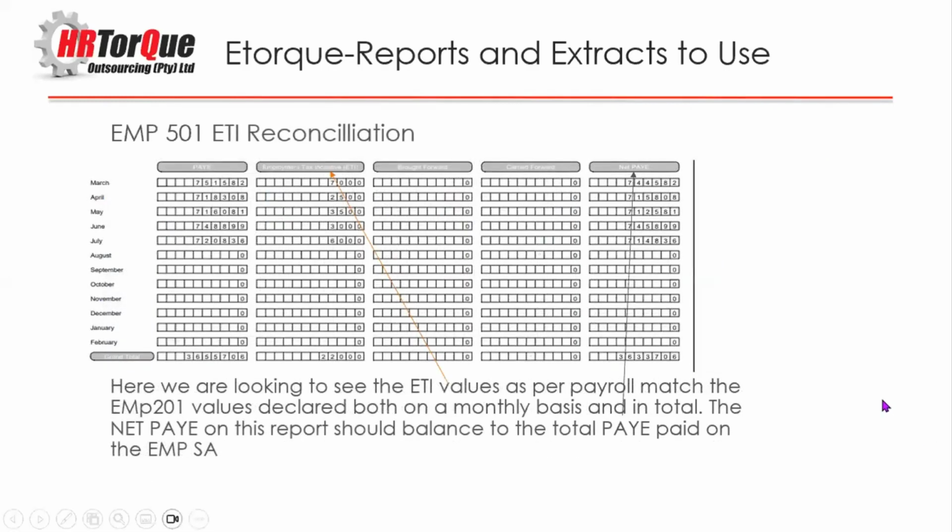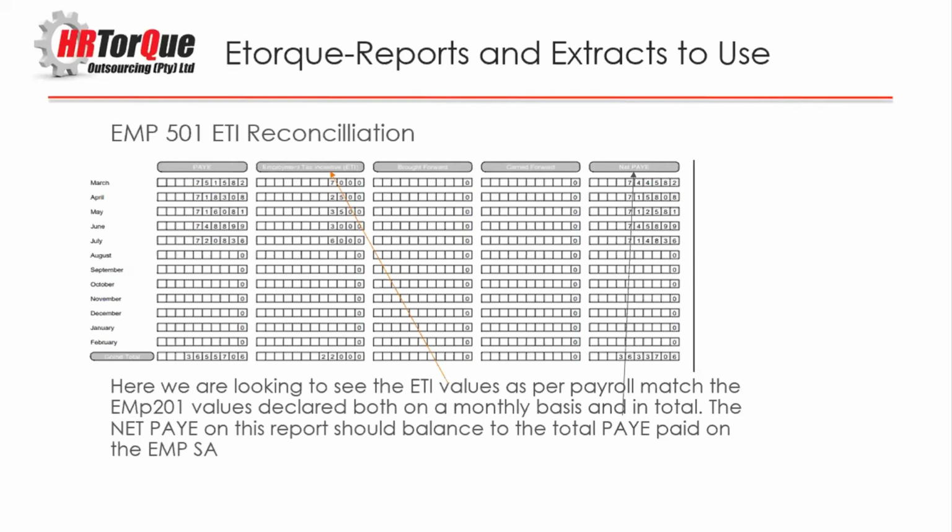On the ETR recon, we see it's an extra column there for us, although these columns are significantly different. This one is reflecting only PAYE, it doesn't show us SDL and UIF. And it gives us the ETR claimed column, as well as a brought forward and carry forward column, and then a net PAYE for that period. And that net PAYE on the period should be what is declared on your 201 after SDL has come off.